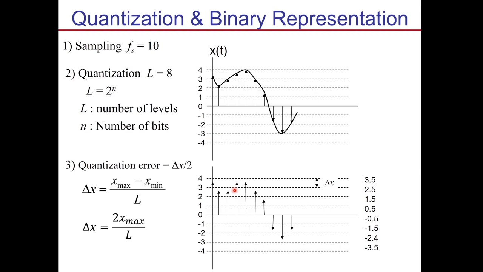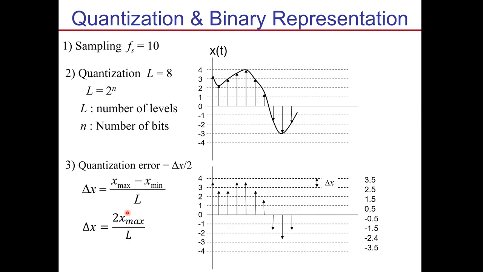Well, delta x will equal the range of values for the samples, in this case x max 4 volts minus x min minus 4, so that's 8, divided by the number of levels. So it is always delta x equal to the maximum possible positive value of the signal minus the maximum negative value of the signal, divided by the number of levels you set. Usually we assume the absolute value of x min equals x max. So we just say 2 times the maximum value divided by L. That would be delta x.